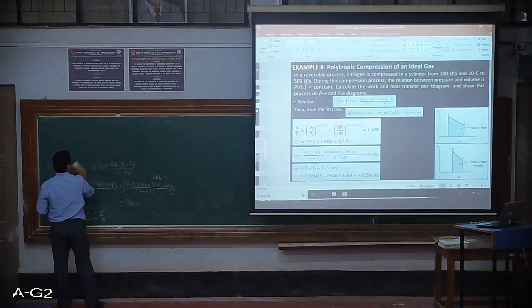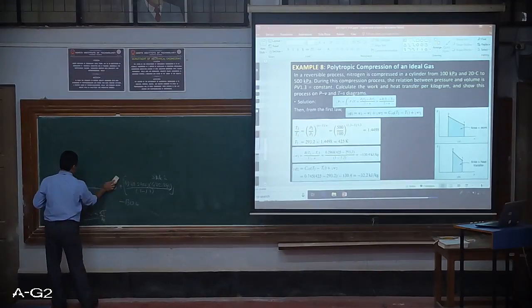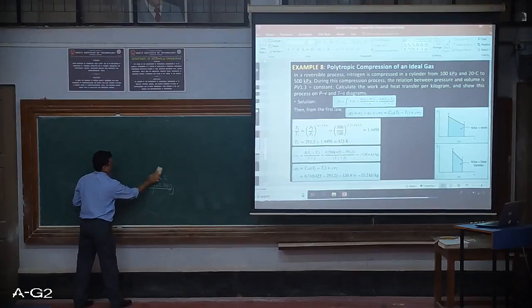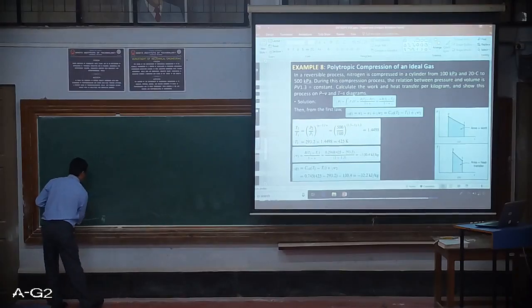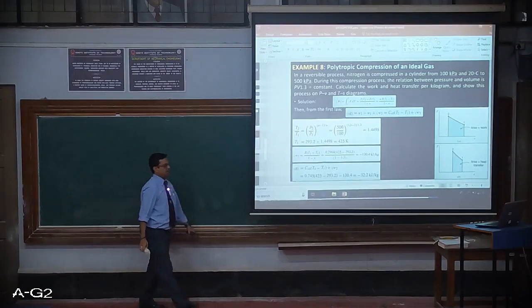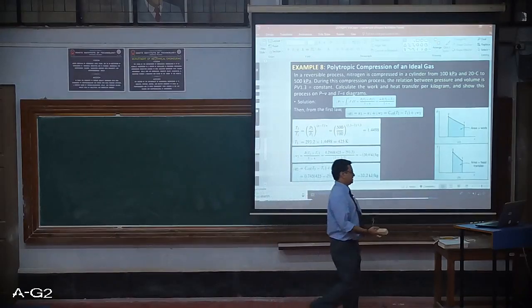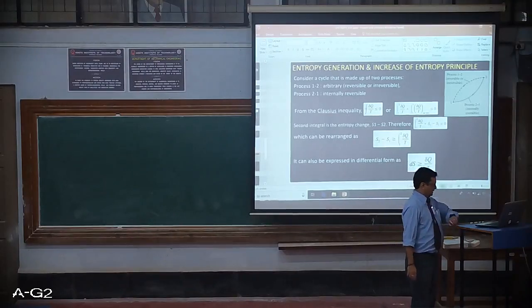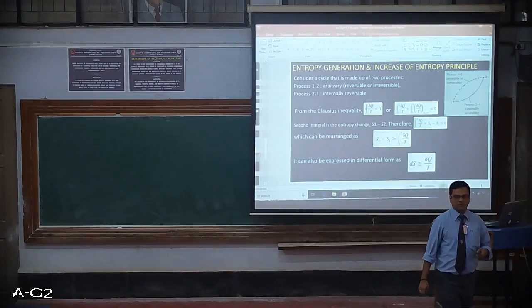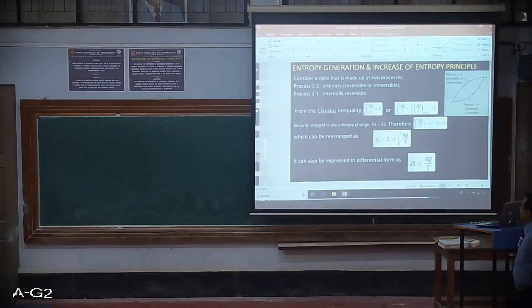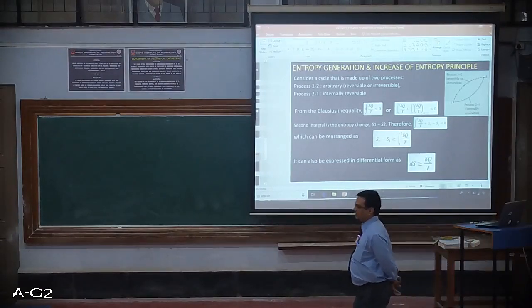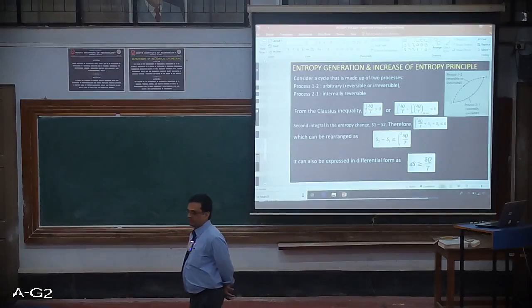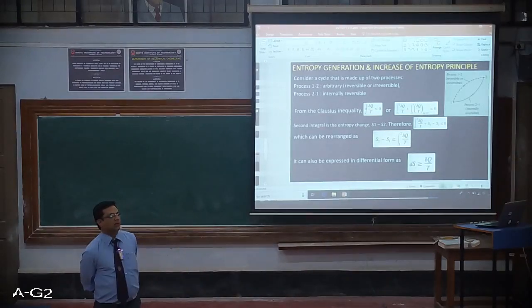So this is how we can solve numericals for given solid or liquid to find their entropy change, or even for an ideal gas for various reversible processes. So in the next class, or maybe we can continue here till time is there, how to evaluate the entropy generation and the increase of entropy principle. Now we are at the last phase, last leg of this unit, entropy.